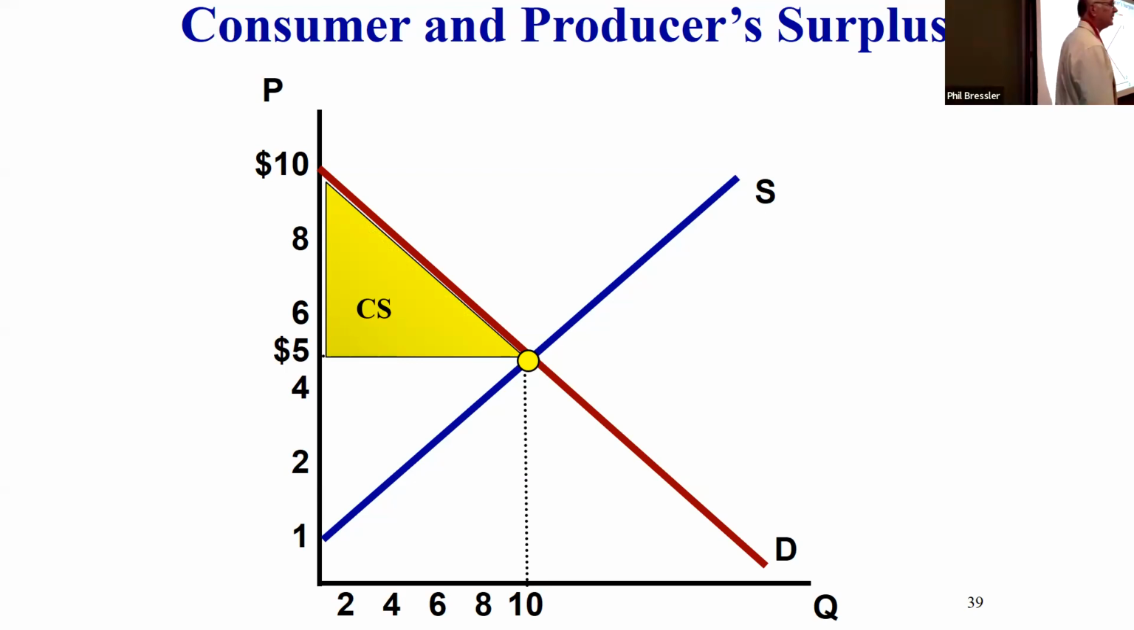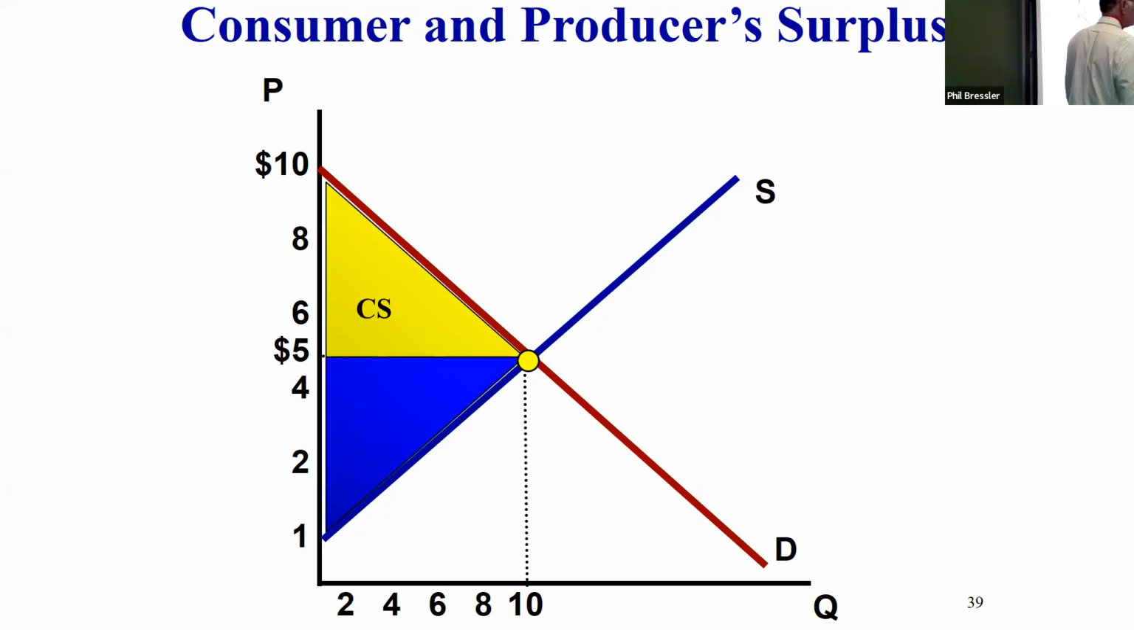By the way, here's another question. They're going to give you a graph and they're going to ask you where's consumer surplus and where's producer surplus? We've got to get that right. Consumer surplus is above the price, below demand. Producer surplus is below the price, above supply. Consumer surplus above the price, below demand. Producer below the price, above supply.